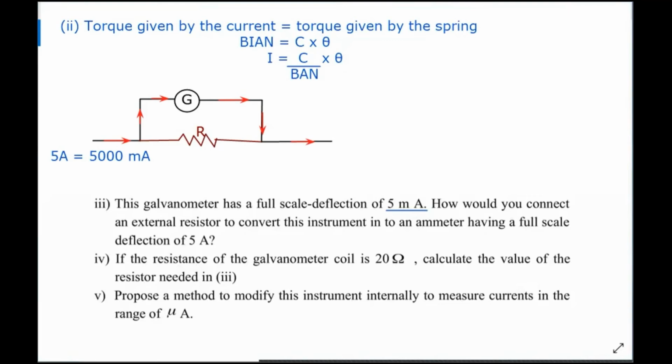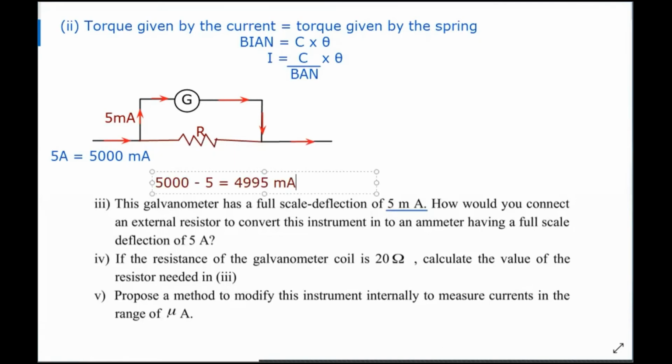Then the galvanometer takes 5 milliampere. And the remaining current will flow through this resistor. What is the current that flows through this external resistor here? 5,000 minus 5. It means 4,995 milliampere current flows through this external resistor. Now it will not be burnt.